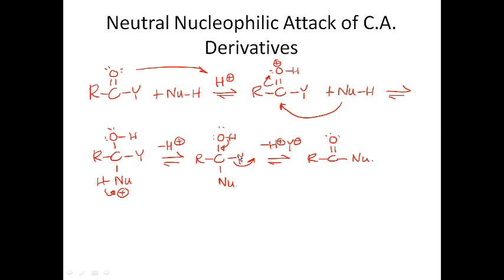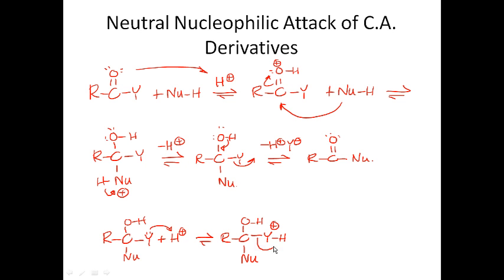If Y will not leave on its own, then what will happen is that the Y group could accept the proton. So that Y group would have to have at least a lone pair, so that it becomes protonated, which we know would make it a better leaving group. So that this Y group then could leave on its own, so we could again lose the HY molecule.